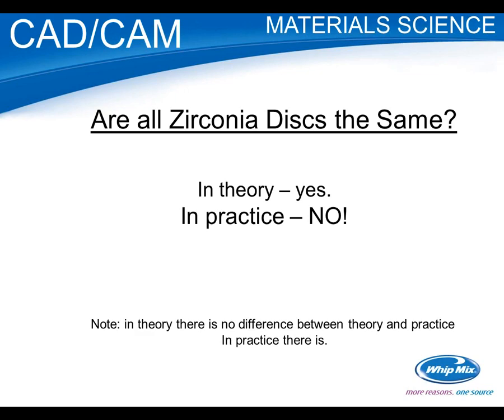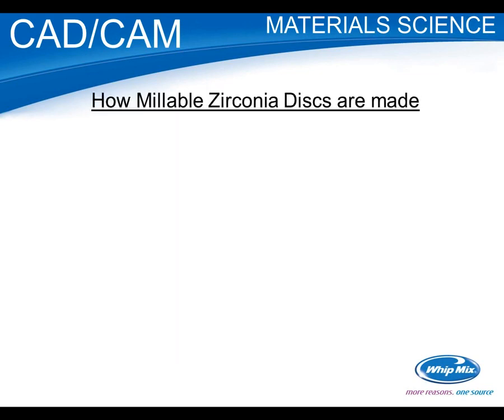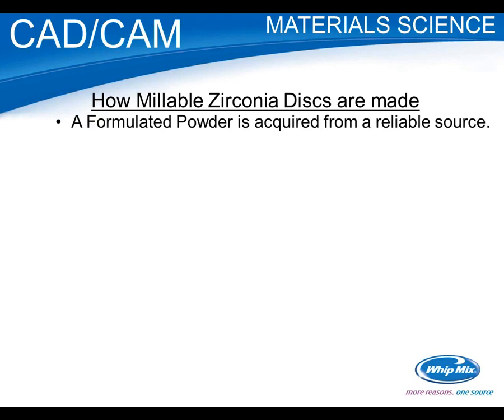So I just want to go over some of the nuances in making zirconia so that you're aware, again, to ask a supplier. How are they made? Well, they start with a formulated powder. And normally, it comes from a manufacturer or supplier in Japan called Tosoh. Most discs are made using Tosoh powder. And ask your supplier. I think that's a fair question. Are you using Tosoh?